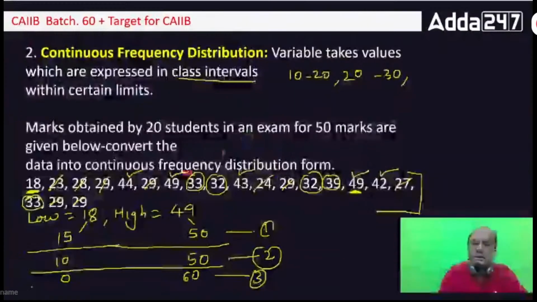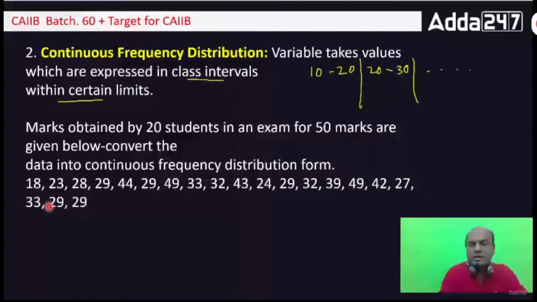Find out the lowest number. Which is the lowest number in this over here? Which is the lowest number? Lowest number over here I am seeing is, anyone? Which is the lowest number over here? Lowest number. See here, find out the lowest and the highest. Lowest is 18. Highest is what?